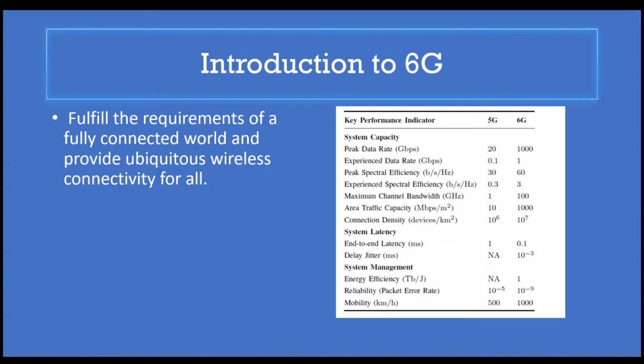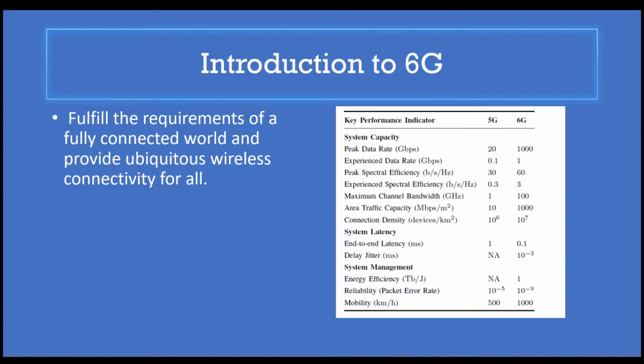System latency is another element targeted in 6G, which is going to be reduced from 1 millisecond in 5G to 0.1 millisecond. Energy efficiency is another element targeted in 6G, targeted as 1. When I say energy efficiency 1, it means it will take 1 joule of energy to achieve 1 terabit data rate. Reliability is another key element, targeting a 10 to the power minus 9 packet error rate.